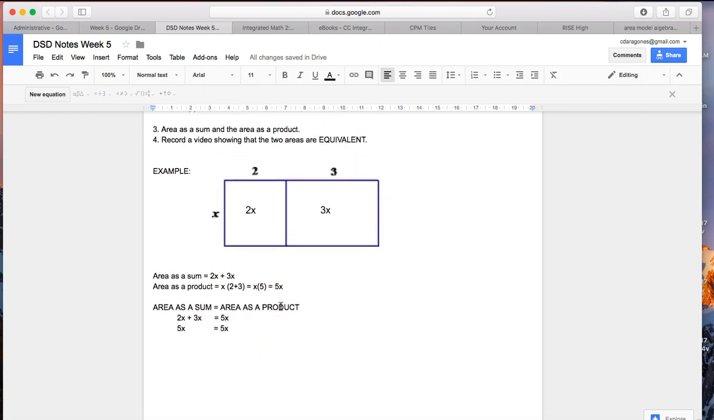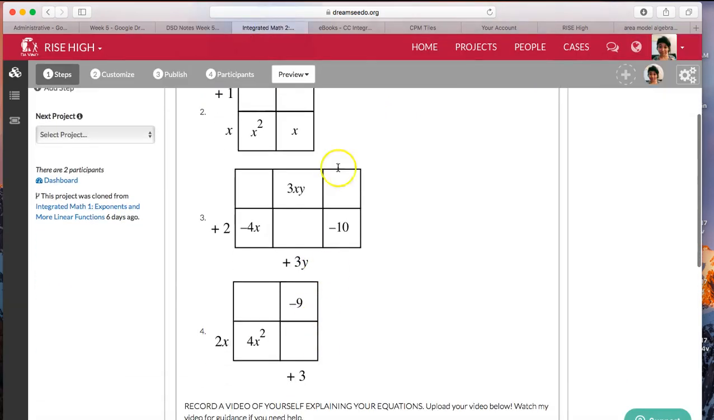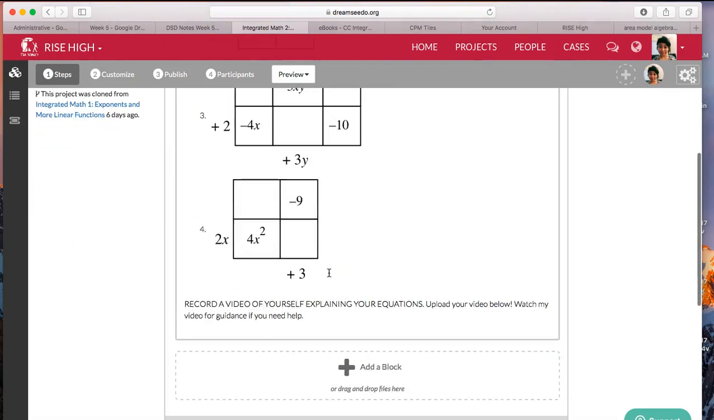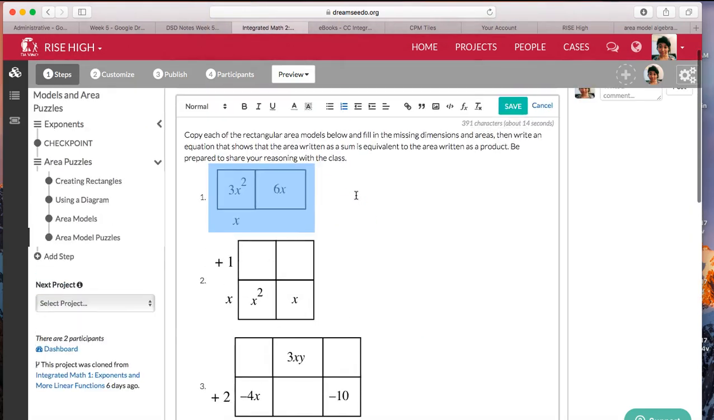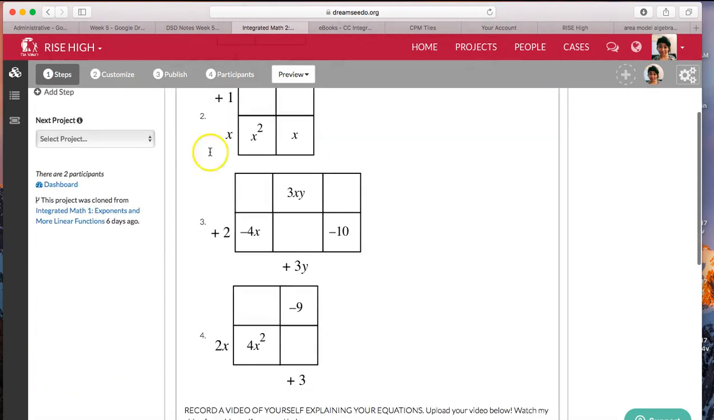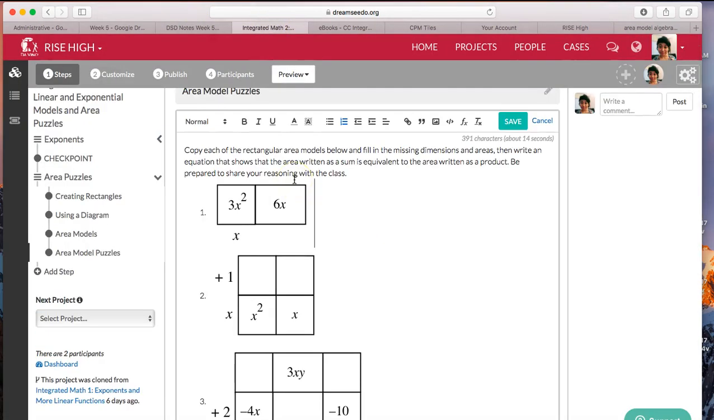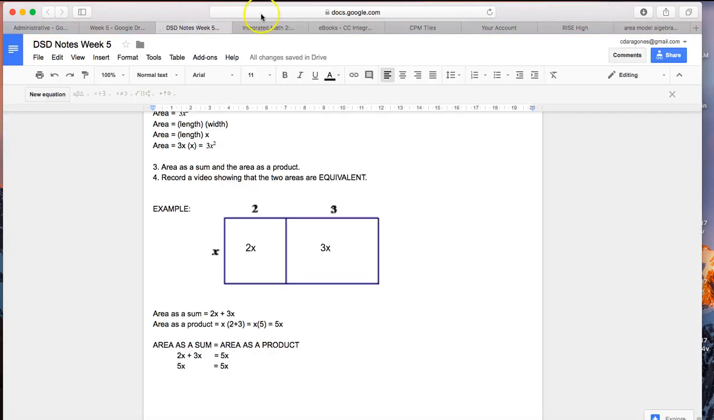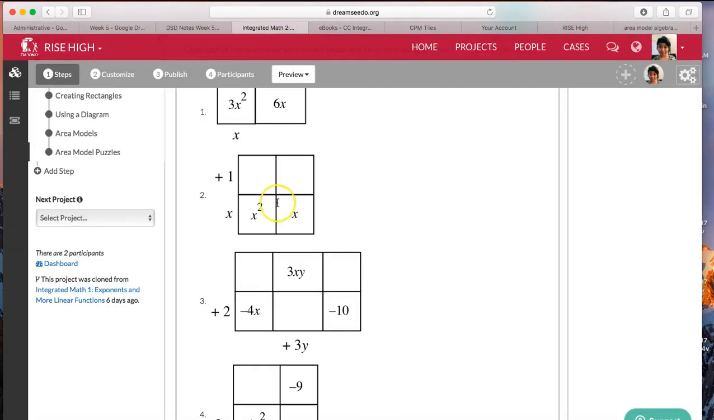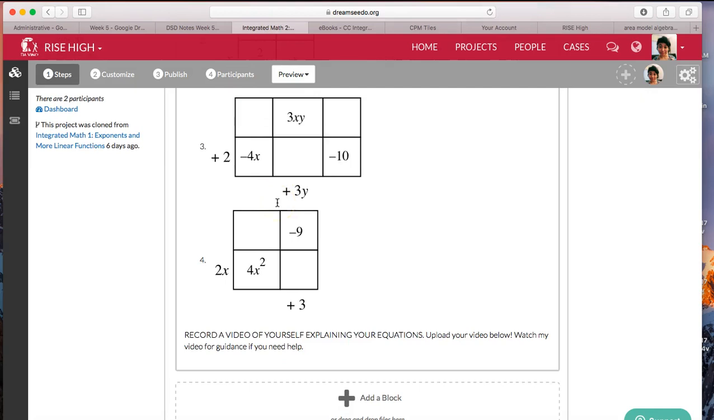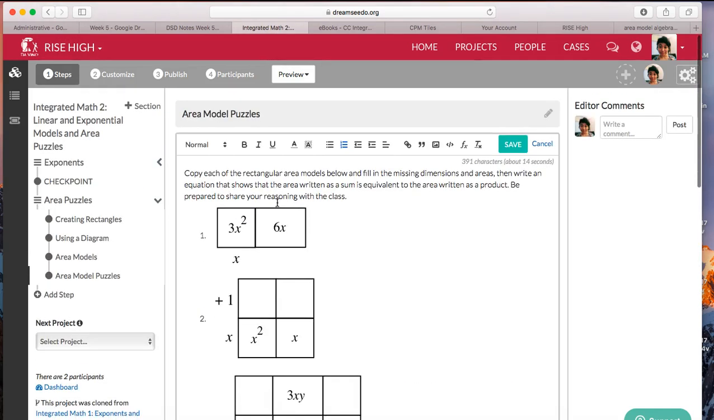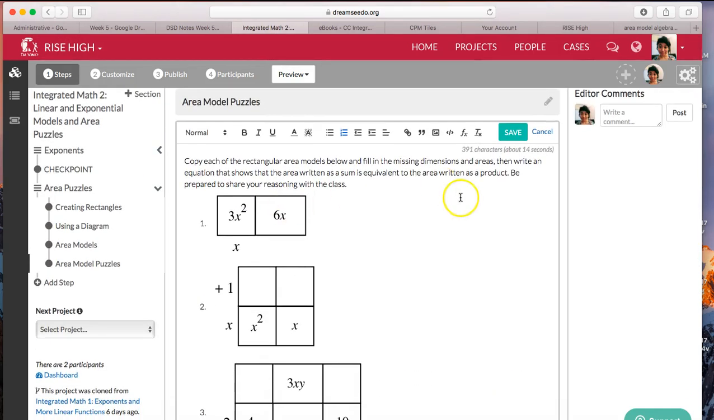So you're going to do the same thing with all of these area models. They're a little more difficult than my example. So if you need help, you can come ask me in workshop or class. But go ahead and go through these 4 rectangles, explain how the area as a sum is equivalent to the area as a product. When you're finished, upload your video on DreamSeeDo, and you will be finished with this challenge after the reflection.